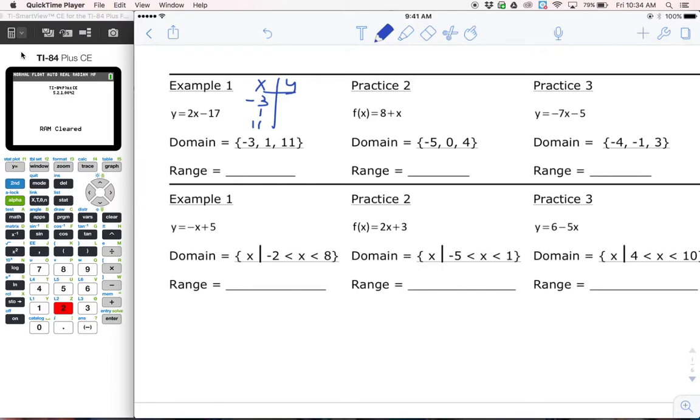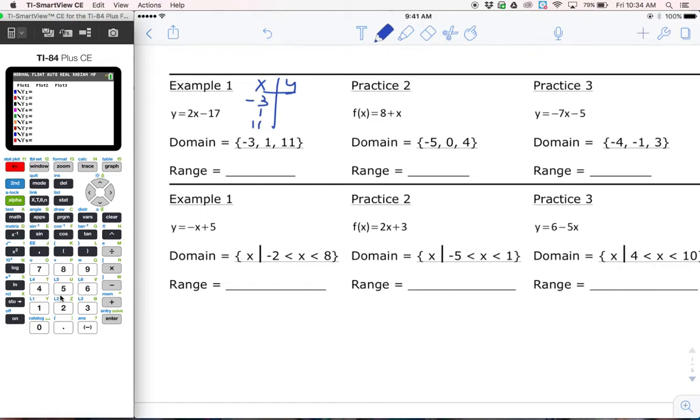I think the quickest and easiest way to do this is with my calculator. So I'm going to take that equation they gave me, type it in my y equals: 2x minus 17. And I'm going to go ahead and go to my table, that blue word table, so second graph. And I'm looking where x is -3. All right, when x is -3, y is -23.